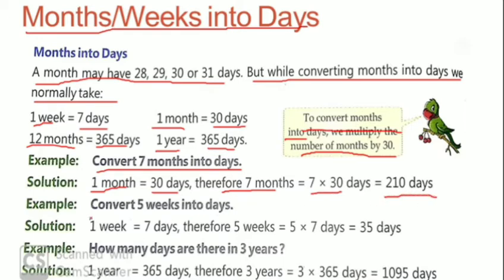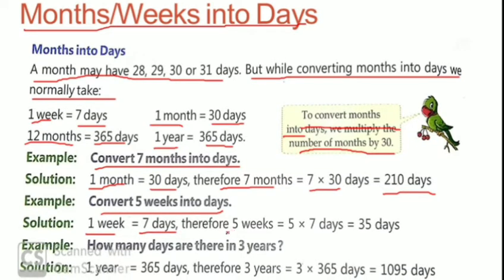Let us take one more example. Convert 5 weeks into days. We know that 1 week is equal to 7 days. Therefore, in 5 weeks, there are 7 into 5 days, which means 35 days.